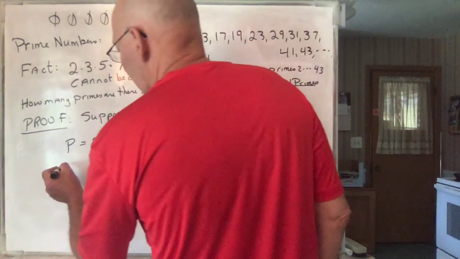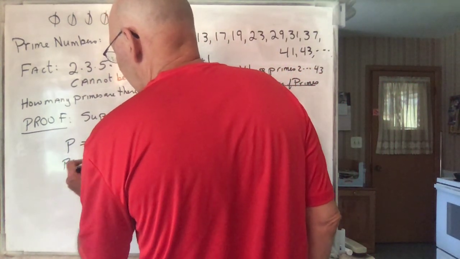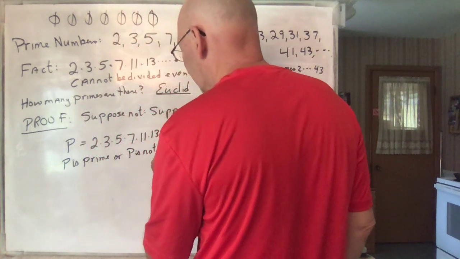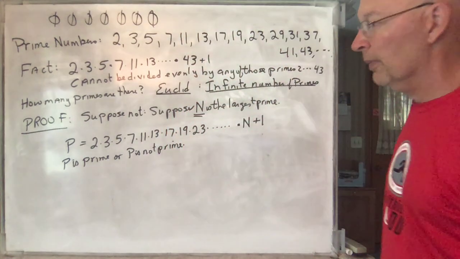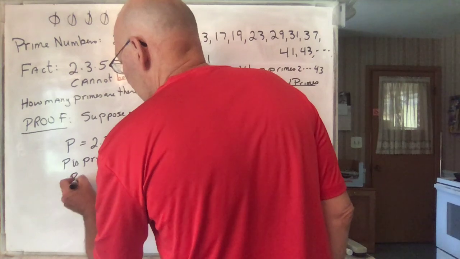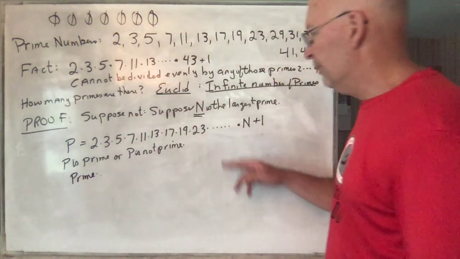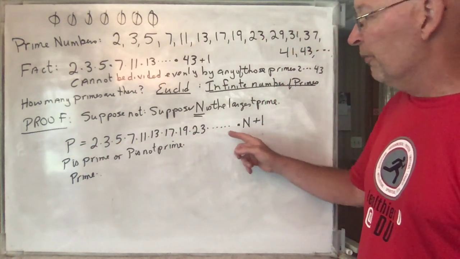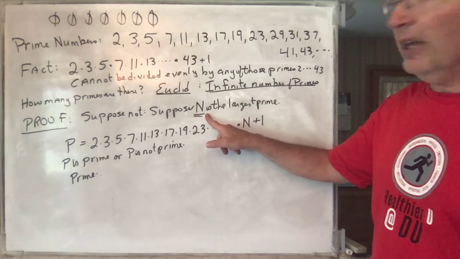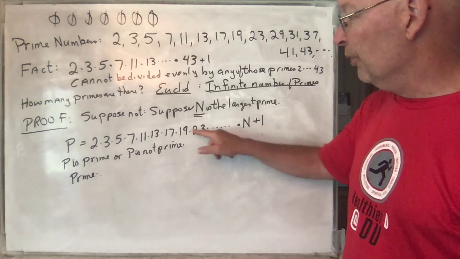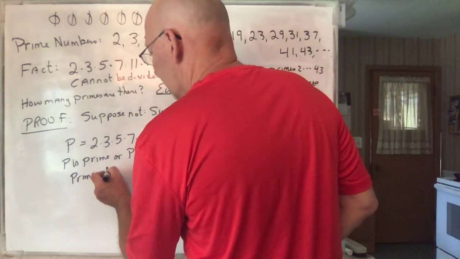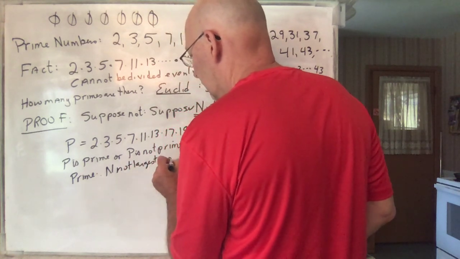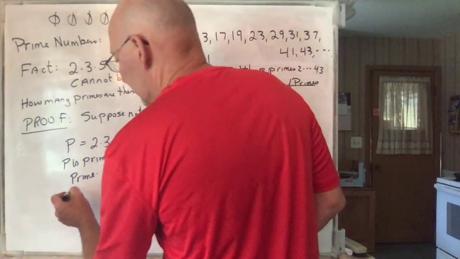Now, do you agree with me that one of two things is true? P is prime, or P is not prime. Agree? It's either a prime or a composite. One of those two is true. If P is prime, then do you agree that P is a much, much bigger number than n, because you took n and multiplied by all these and added 1. So if P is a prime number, then obviously n was not the largest prime, because P is prime and P is much bigger. So then n is not the largest prime. Okay? What if P is not prime?